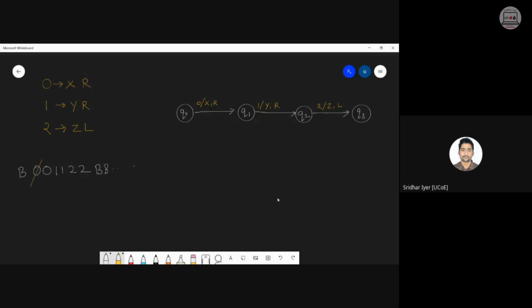We replaced that zero with an X and we started moving to the right. So now my machine is in Q1. अभी Q1 पे हम लोग है, right? So Q1 पे we don't want this zero again. So what we should do? You only tell me. I am in Q1. From Q0, I had encountered a zero. I had replaced that with an X and moved right.